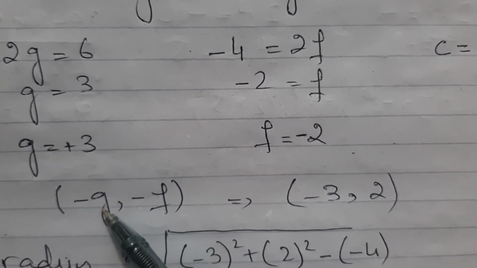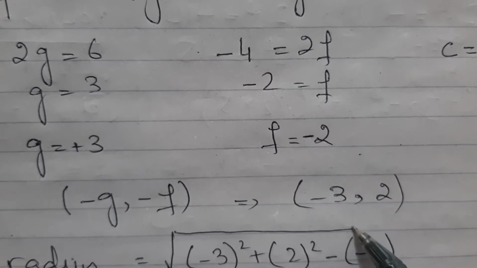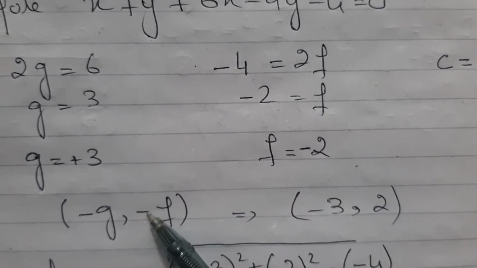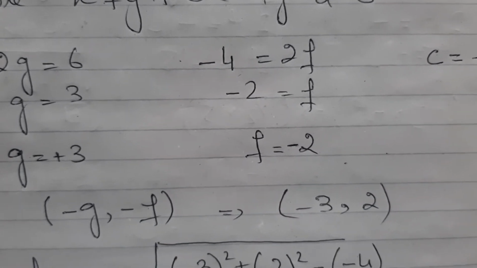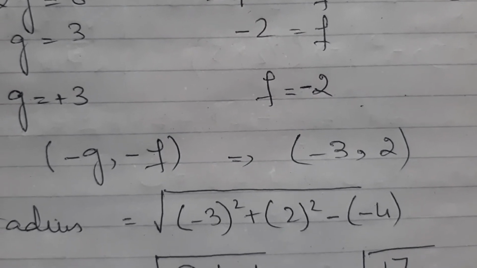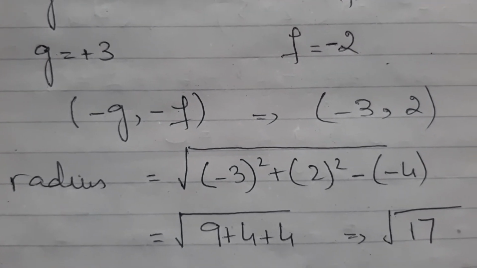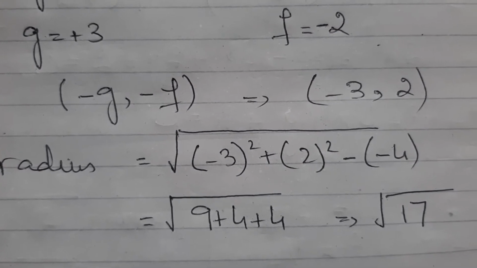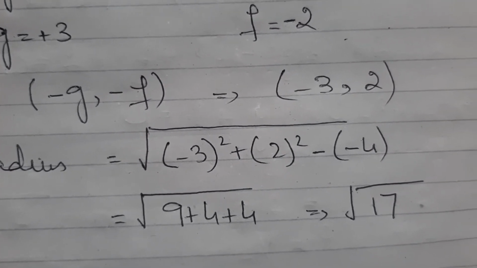Because 3 will go here, 3 multiplied by minus is minus 3. Minus 2 multiplied by minus will become plus. So my center of the circle is minus 3 comma 2. And then I'm plugging in the values. So my radius is root 17.